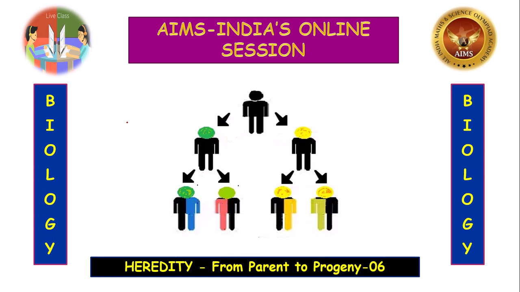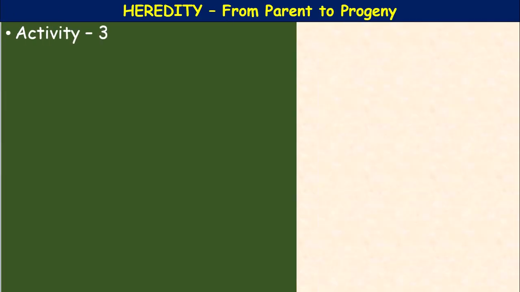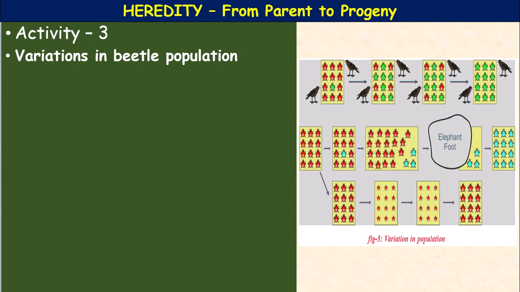Okay. So, with activity, just the introduction of the activity we have seen. Let us continue that activity in today's session. Activity 3: variations in the population of beetles.